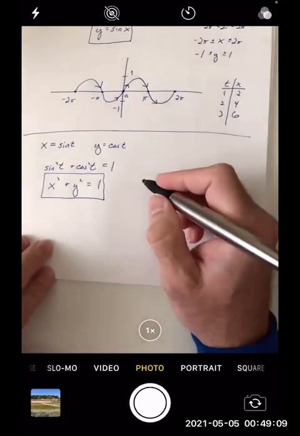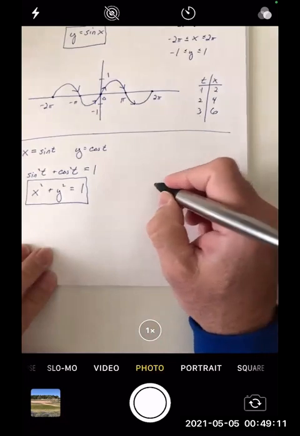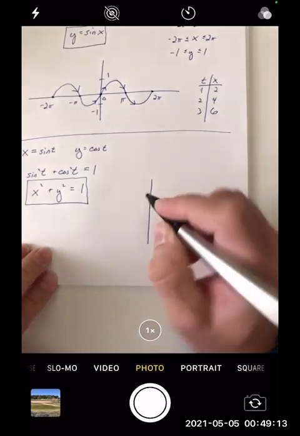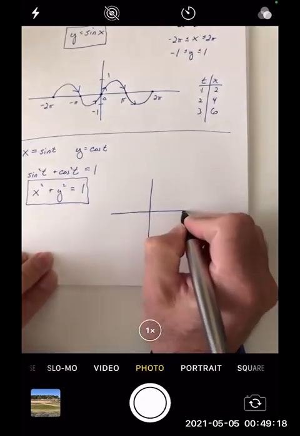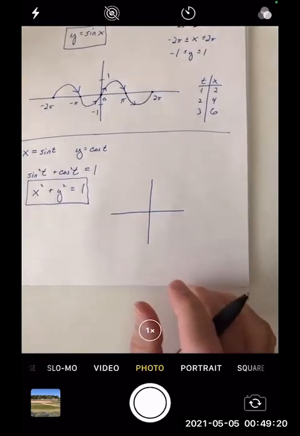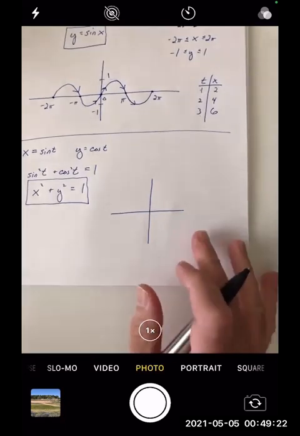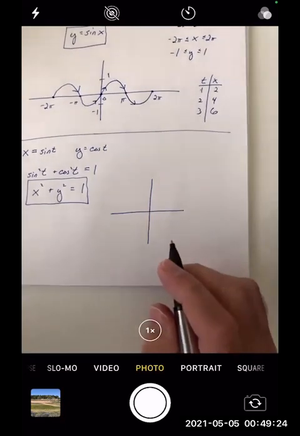Now you get to graph it and then put in the orientation. So x squared plus y squared, what does that look like? What would it graph as? A circle. It was a circle. And what's the radius?